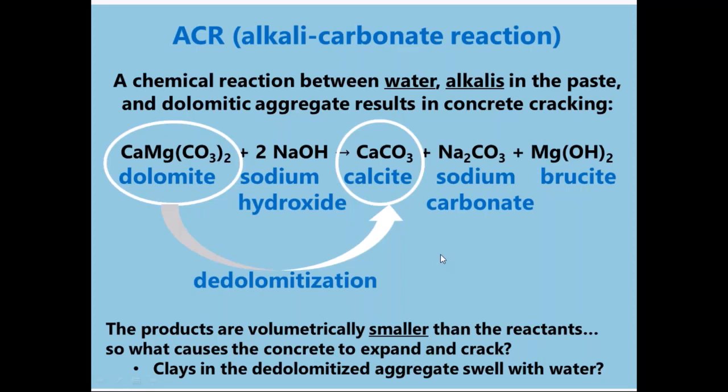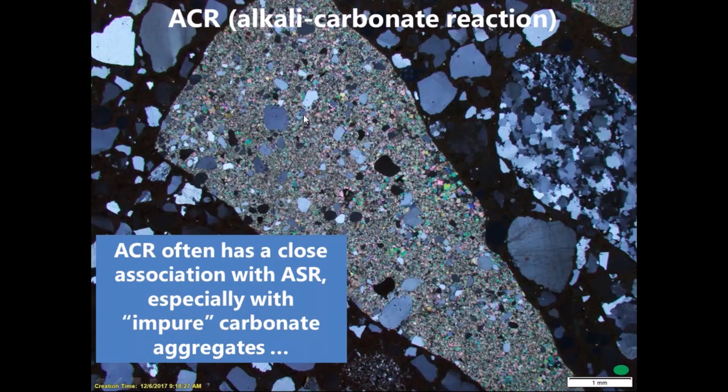And the initial thought was that as you're converting dolomite to calcite, you're creating byproducts that again expand and crack the concrete. I mean, the problem with ACR is that you get cracked concrete just like ASR. The only problem with this is that the products take up volumetrically less space than the reactants. So these three things don't necessarily explain why the concrete cracks when ACR is at play.